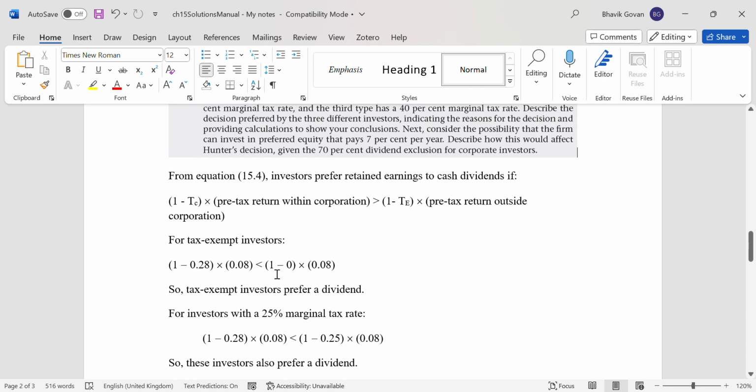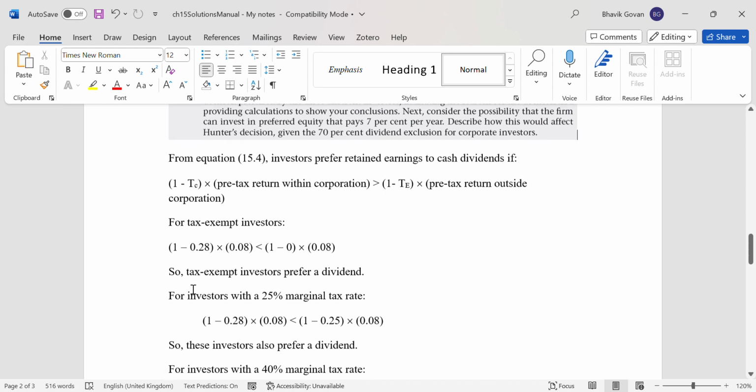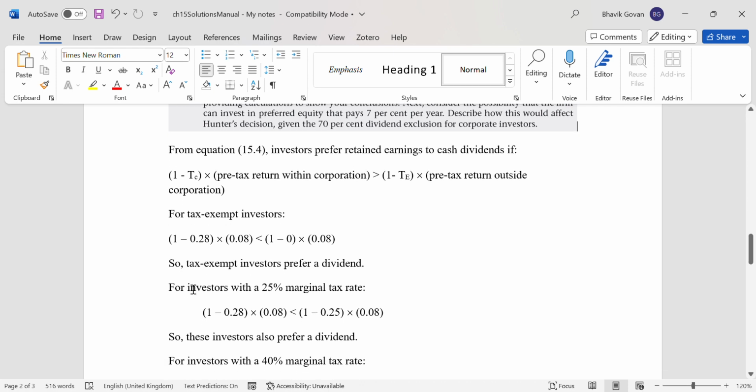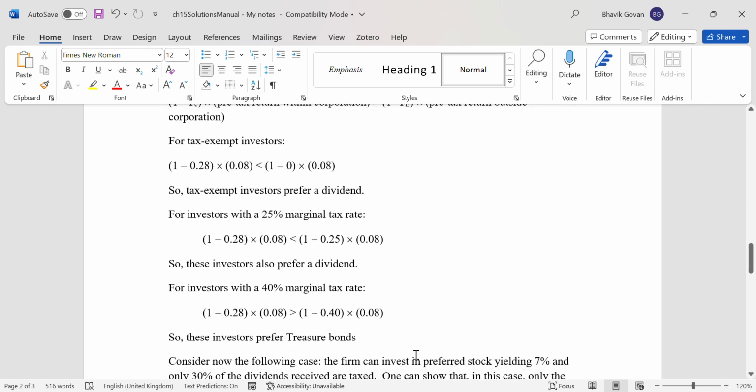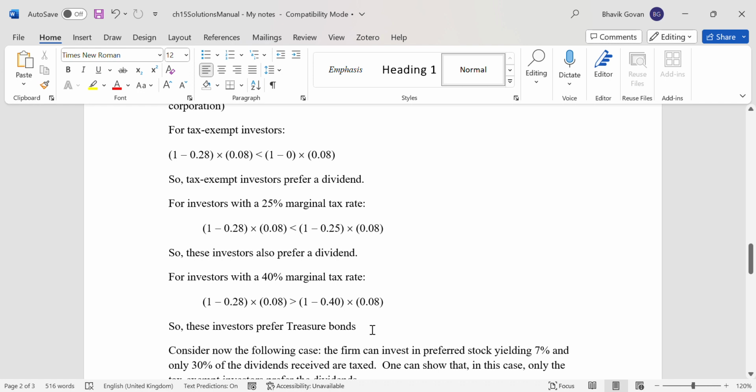And then for the investors with the 25% marginal tax, the left-hand side of the inequality remains the same, so it'll be 1 minus the corporation tax rate of 28% times 8%, which is less than 1 minus the 25%, which is what they pay on tax, times the 8%. So from this inequality, these investors prefer a dividend. And then for the third group of investors that pay a 40% marginal tax rate, we've got our 1 minus 28% times our 8%.